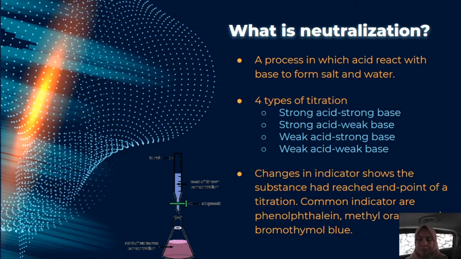strong base. The important thing in the neutralization process is the change in indicator, because it shows the substance has reached the end point of a titration. The common indicators are phenolphthalein, methyl orange, and bromothymol blue.